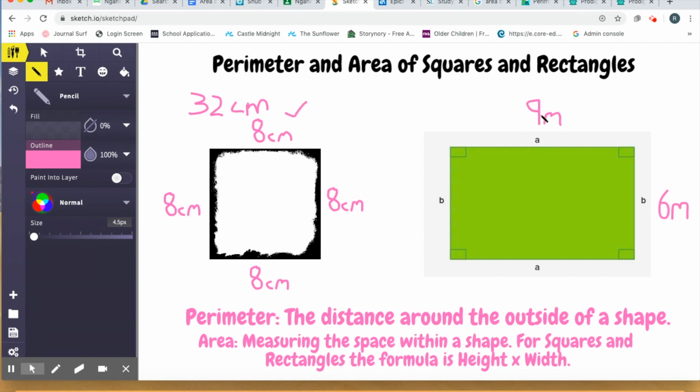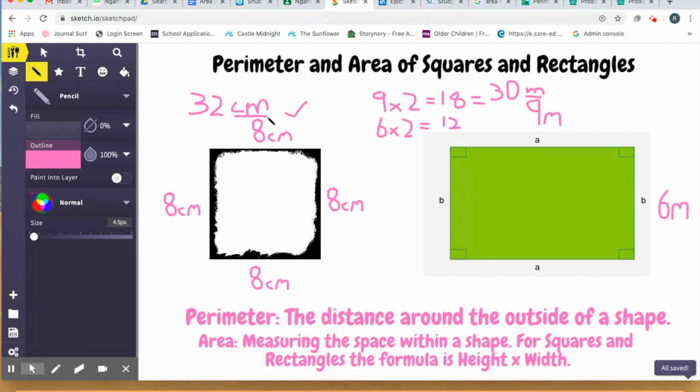This one here, for my rectangle, I've got a 9, and I've got two lots of that, and I've got a 6, and I've got two lots of that. So I could either go 9 plus 9 plus 6 plus 6, or again, I'm going to use my basic facts. So I'm going to go 6 times 2 is 12. And again, I might not have to write this down. I could just be able to do this in my head. 9 times 2 is 18. Add those together is going to give me 30 meters. Remembering that I'm including my unit.